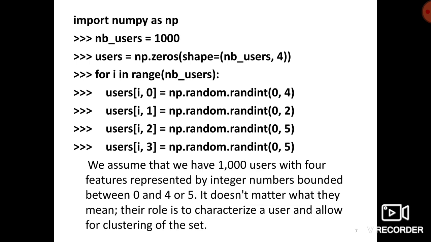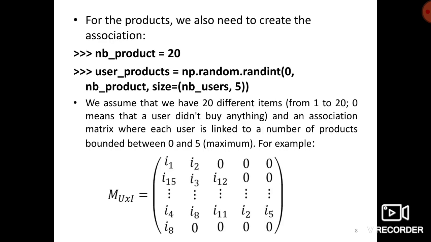First of all, we need to import the header file, import numpy as np, then nb_users is equal to 1000. Then we want to create dummy products, so each user can be associated with a product with a rating. Now let's assume that for the purpose of products, we are going to create associations for 20 different items. So nb_products is equal to 20.